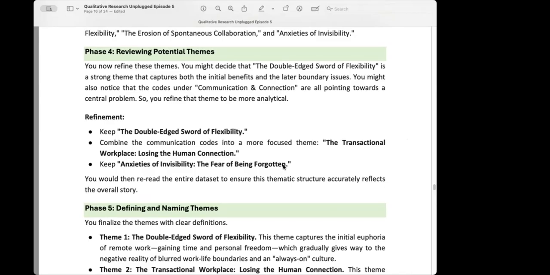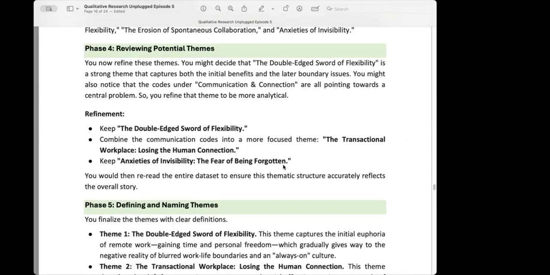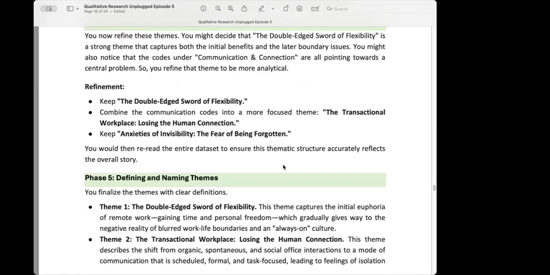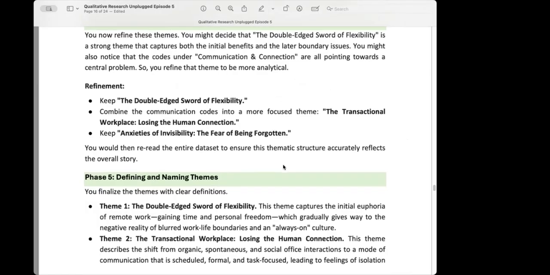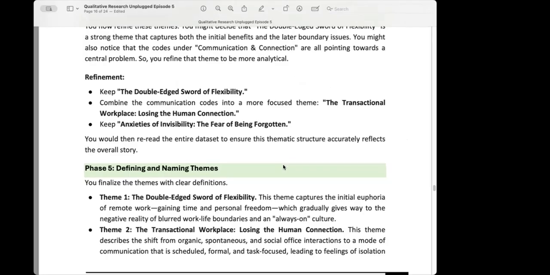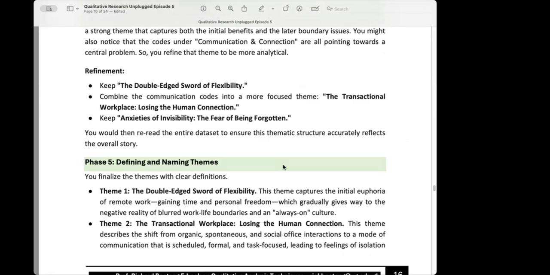Now, for the communication codes, you might look at your initial cluster, communication and connection challenges, and think, that's a bit descriptive, not very analytical. You need to push the interpretation further. So you might refine it to be more interpretive, perhaps calling it the transactional workplace, losing the human connection.